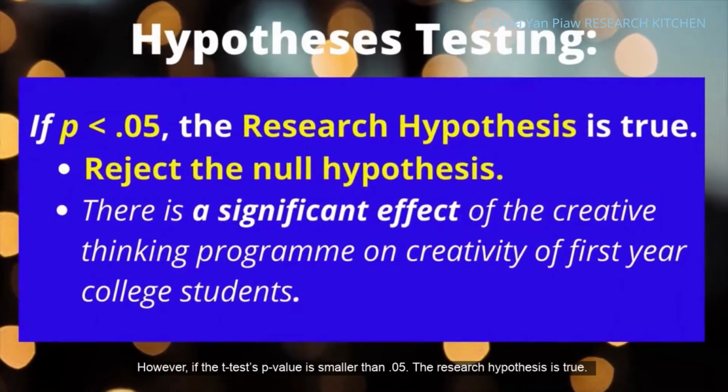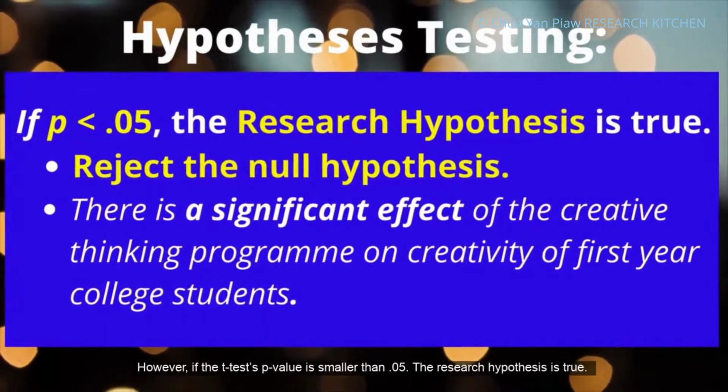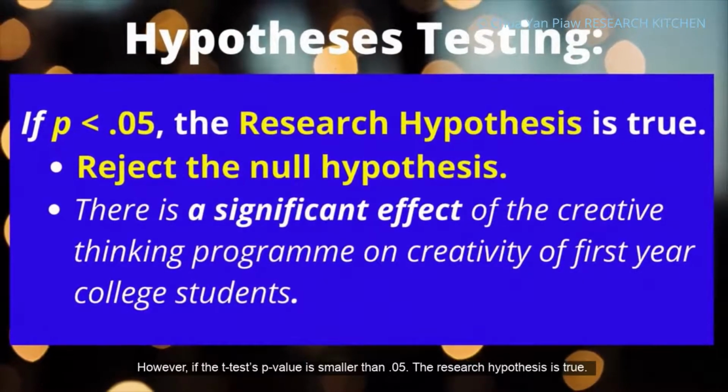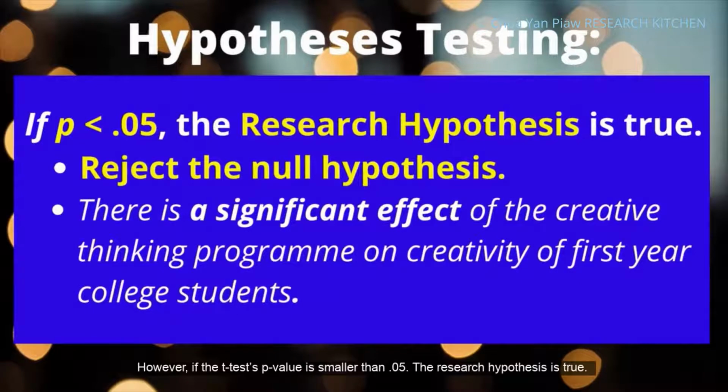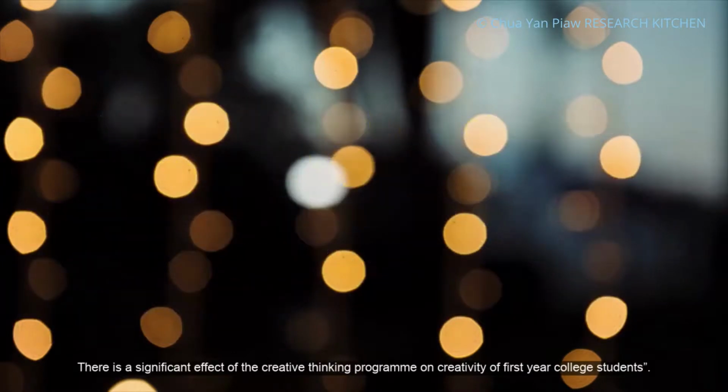However, if the t-test p-value is smaller than 0.05, the research hypothesis is true. We will then reject the null hypothesis and report the result based on the research hypothesis, which is there is a significant effect of the creative thinking program on creativity of the first-year college student.